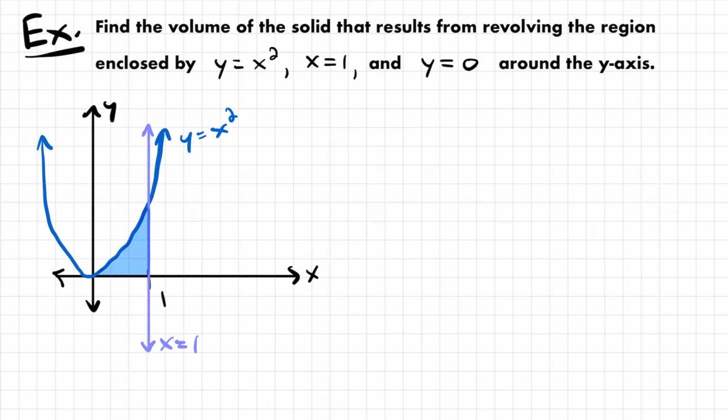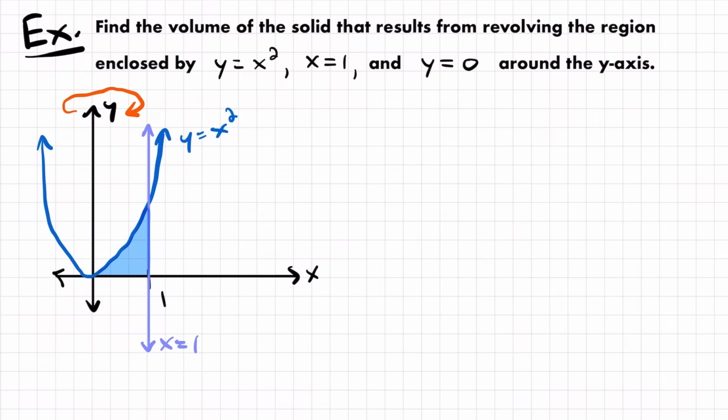Now, one more thing that we want to label is what axis we are revolving around. In this case, we are revolving around the y-axis, and so I'm going to draw an arrow to represent that. That way I don't get confused and think that we're revolving around the x-axis and choose the wrong outer and inner radius. All right, so now that we have graphed everything that we've been given, we are ready to set up our definite integral using the washer method that will represent the volume of the solid of revolution formed by revolving this region around the y-axis.